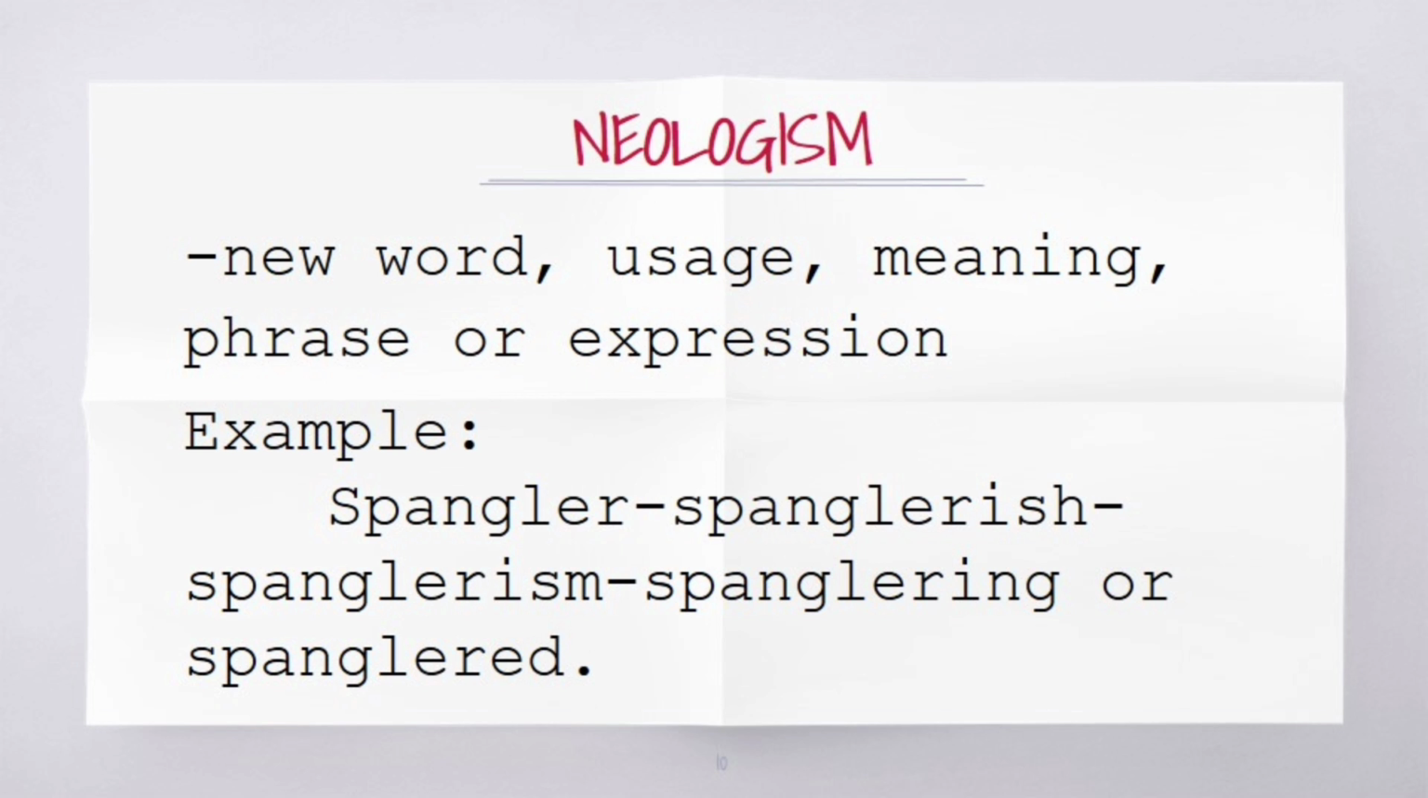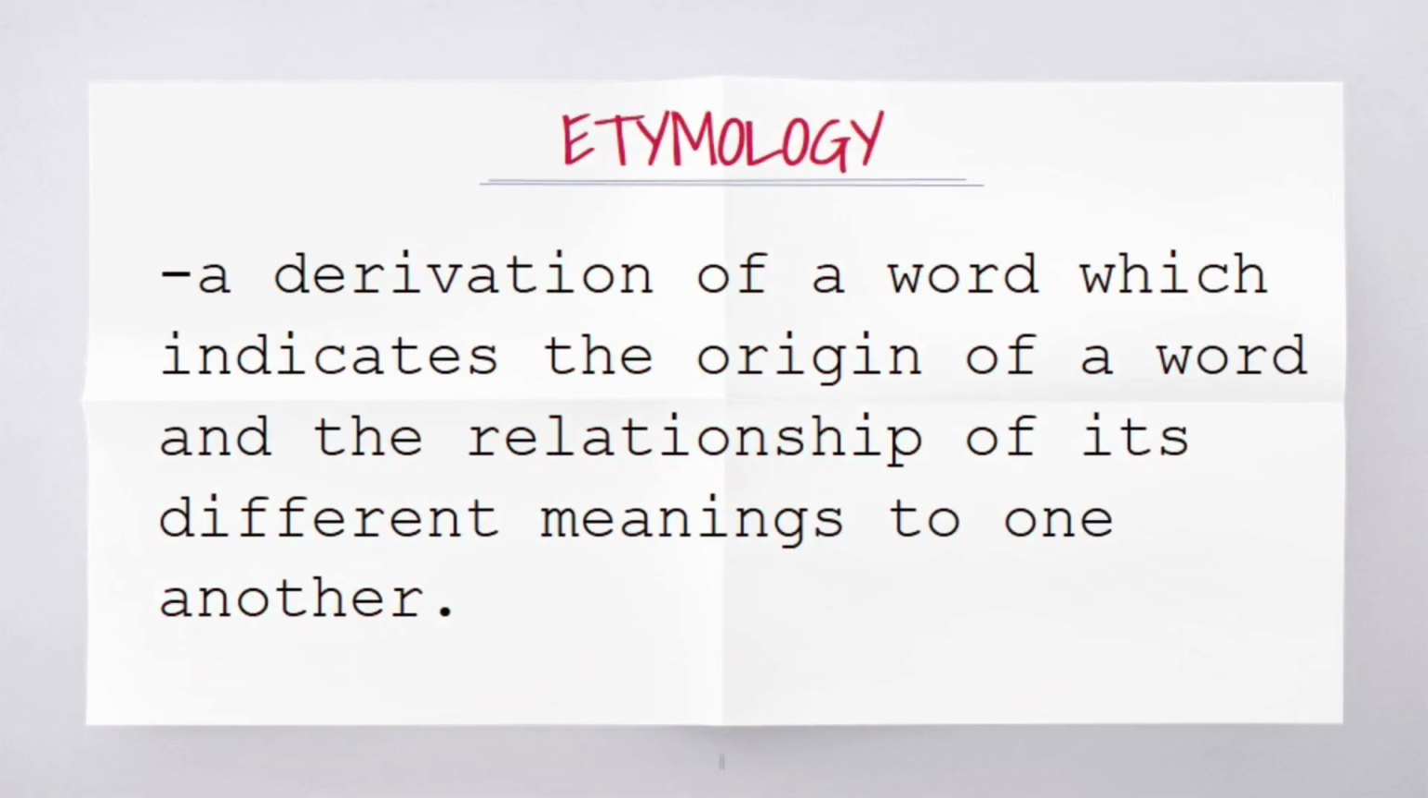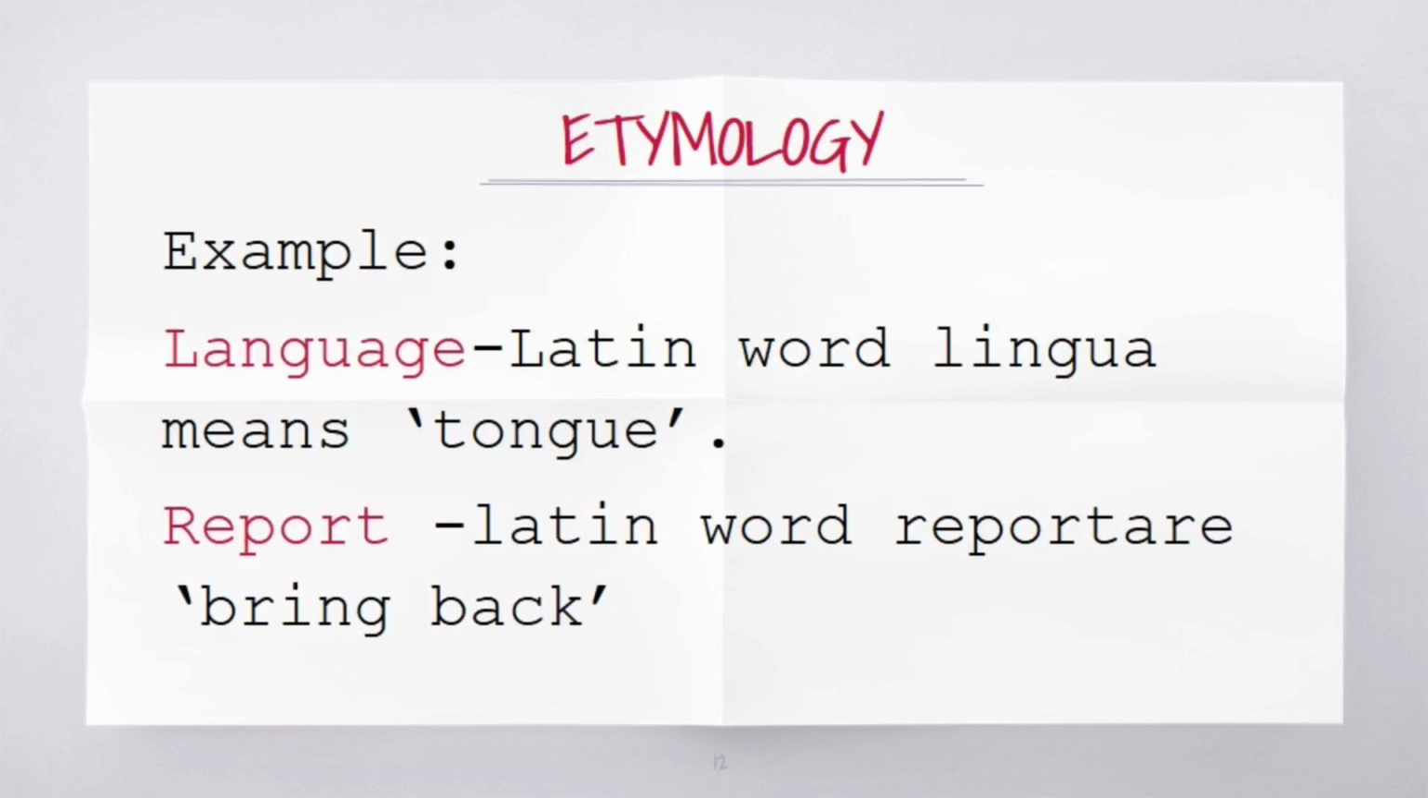For example, spangler, spanglerish, spanglerism, spanglering, or spanglered. Etymology. Etymology is a derivation of a word which indicates the origin of a word and the relationship of its different meanings to one another. For example, the etymology of the word language.